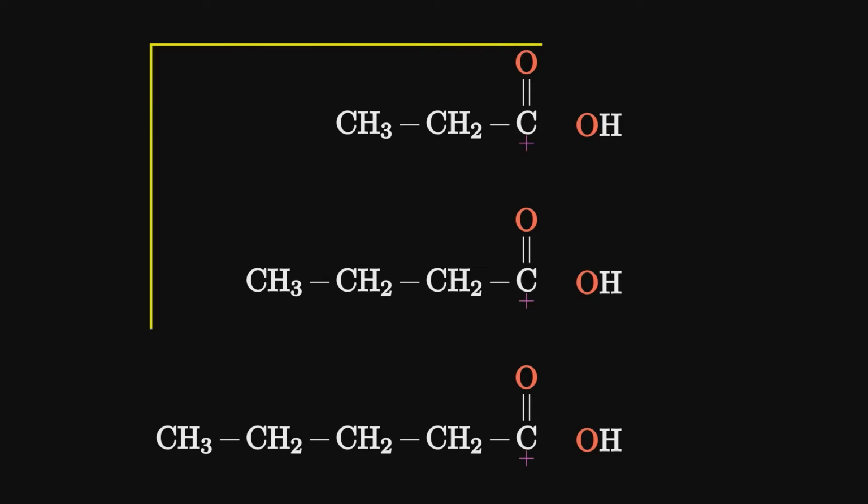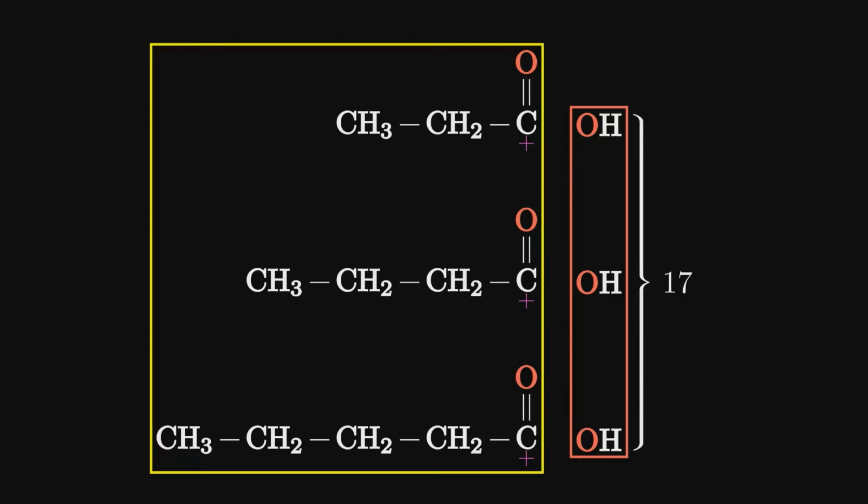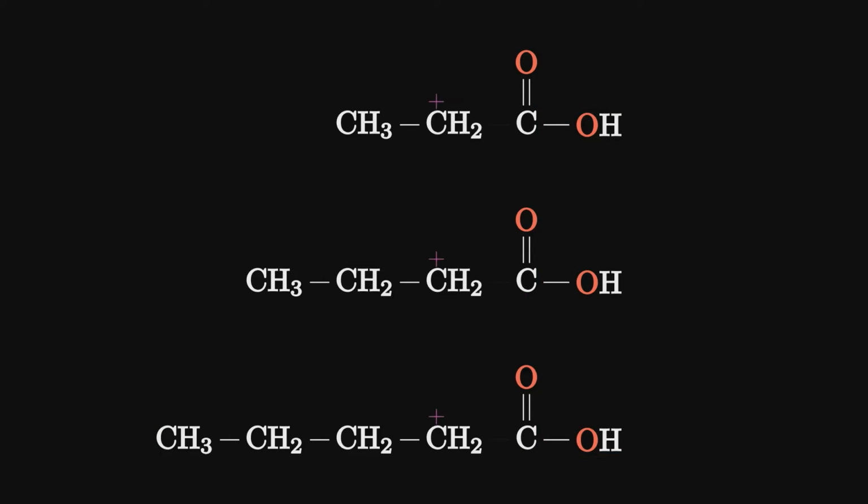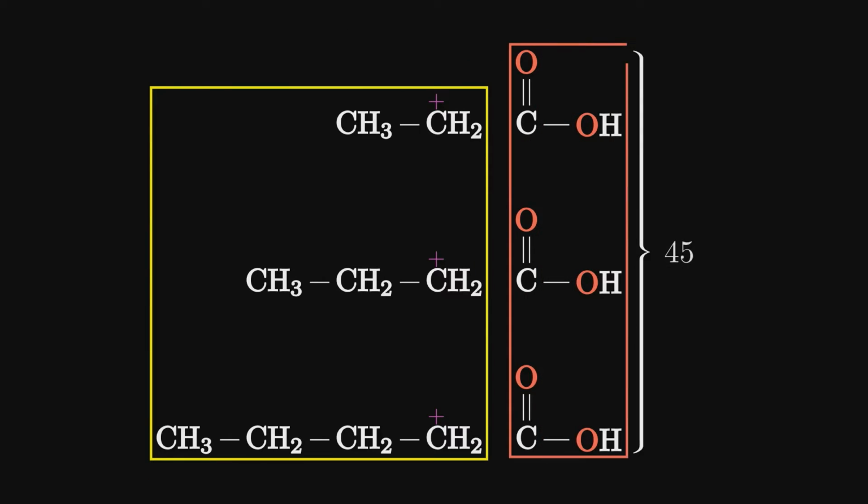First is the loss of the alcohol group. Since the alcohol has mass 17, the detected fragments all have masses of 17 less than the M value. The second is from the loss in the entire carboxyl group, which has a mass of 45. In this case, the cations all have masses 45 less than the M value.